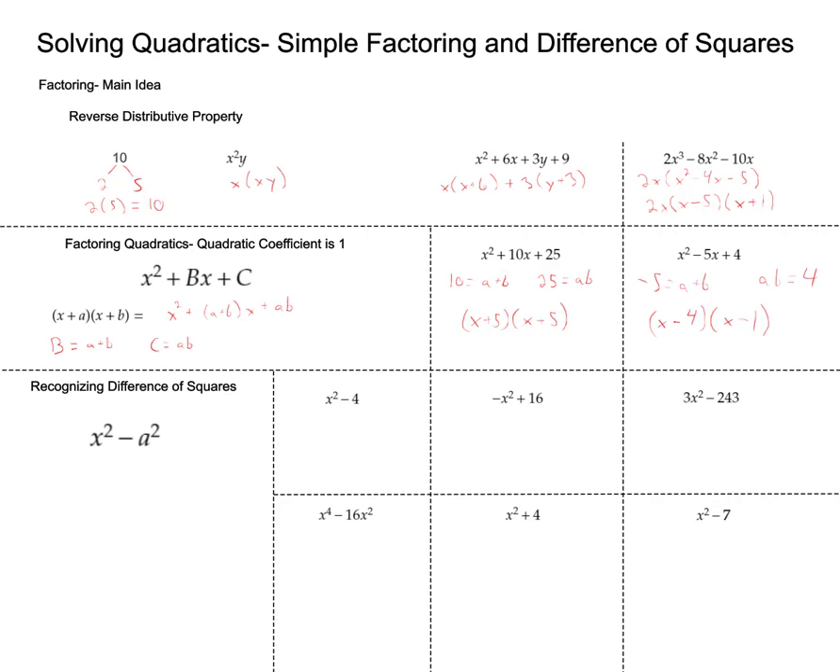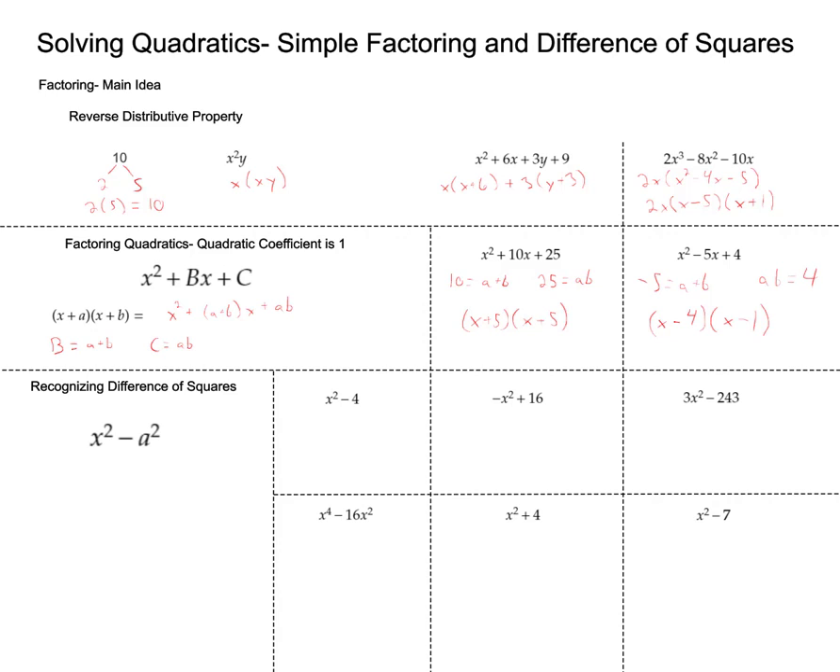So with those two examples, hopefully you can see that using that a plus b equals capital B and a times b equals capital C for the original quadratic equation should help you factor anything that is capable of being factored this way. Okay, let's move on to a unique situation called the difference of squares.